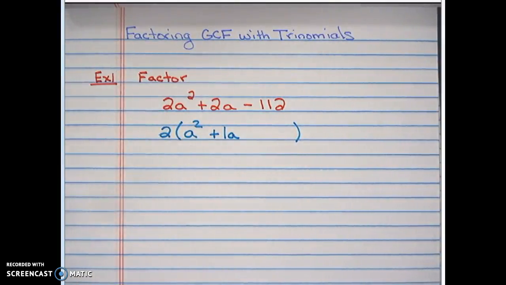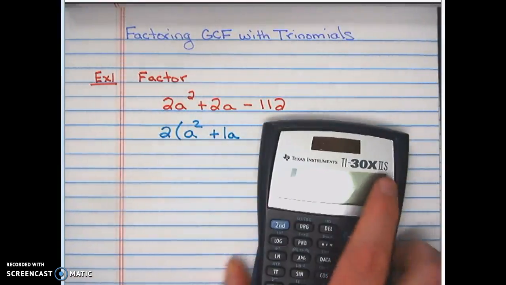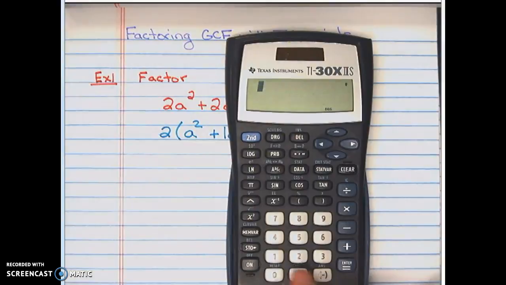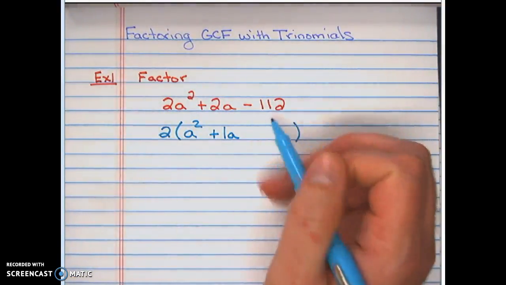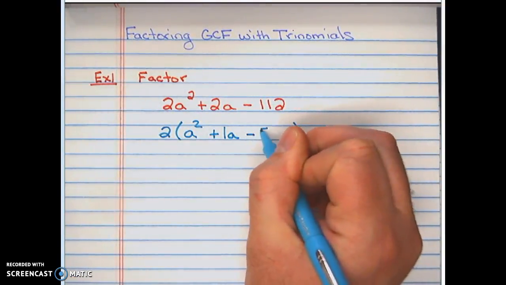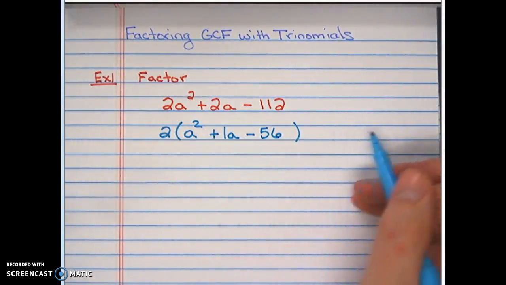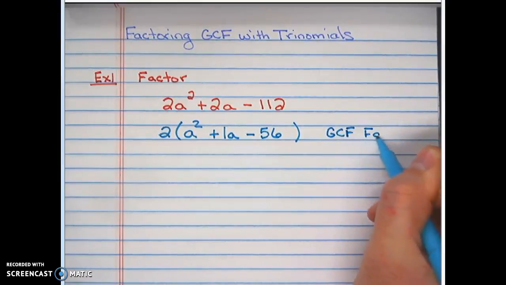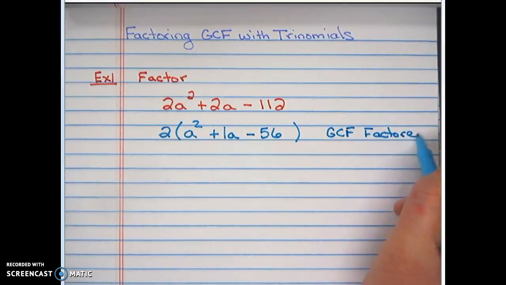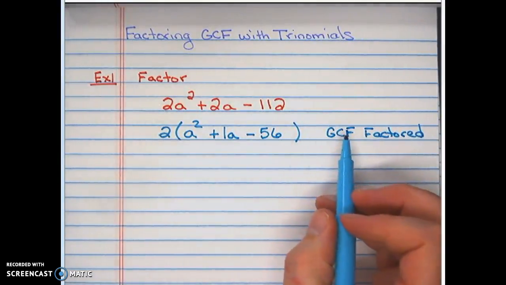If you don't know what 2 times what is 112, you can always just grab your calculator and do 112 divided by 2. And that will tell you what that is. So it looks like 56 times 2 is 112. And because it's a minus, it's going to be minus 56. And so what we just did there is we GCF factored a 2 out front. We just said we could divide a 2 out of all of that.